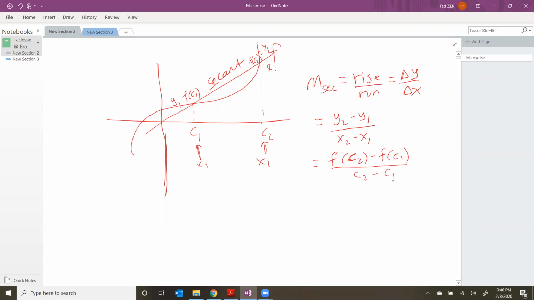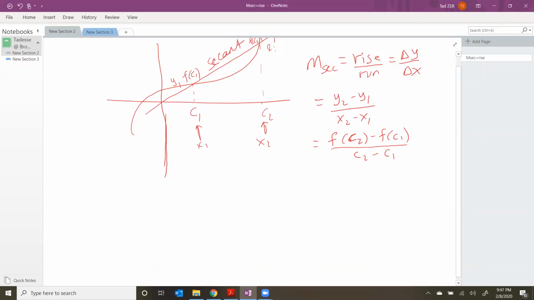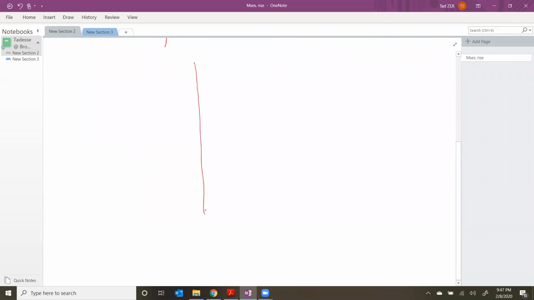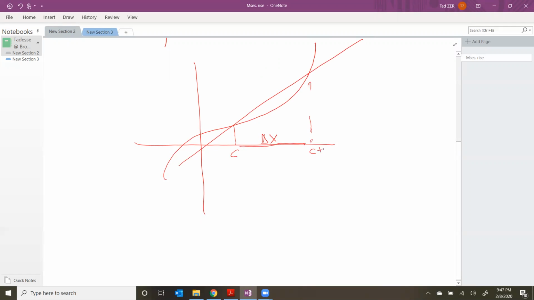Now the question is, let's see what happens. You see this difference between C2 and C1, which is nothing but this distance here, C2 minus C1. I'm going to call it change in x. Now let's see what happens to that secant line as change in x gets small. This is the original line. Now instead of C1, I'm just going to call it C, and this is change in x. So this becomes C plus delta x. This is the function f.